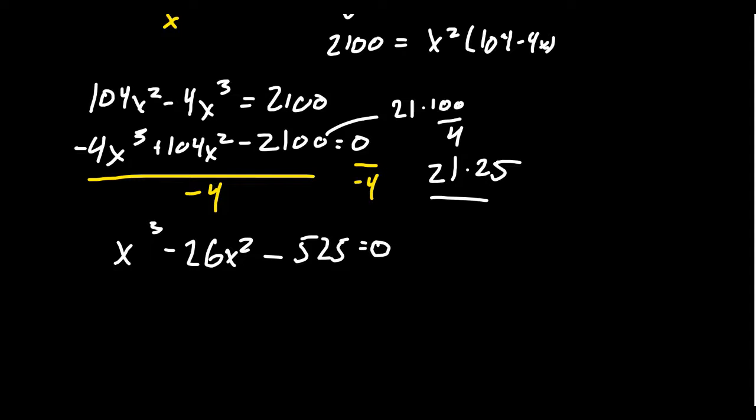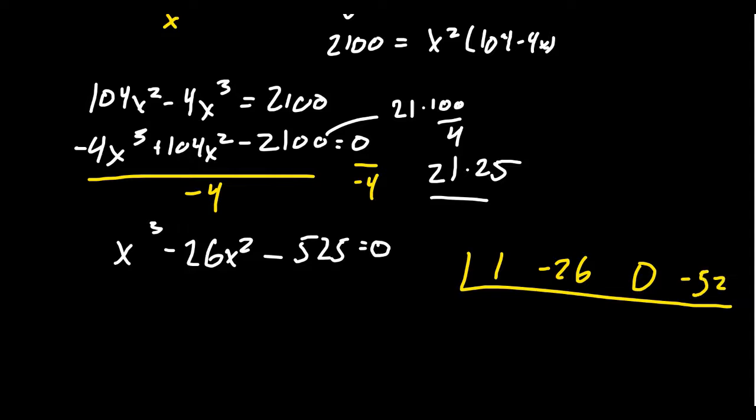Look at 525. Clearly, that's divisible by 5 since the last digit is 5. If I tried synthetic division with 5, what would I see there? 1, negative 26. Don't forget the 0. Negative 525. If you try dividing by 5 here, bring down the 1. You get 5, right? Negative 26 plus 5 is negative 21. Then you're going to get 5 times negative 21, which is equal to negative 105.